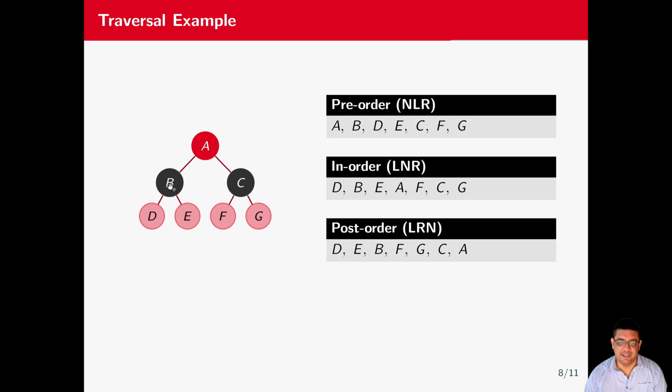We go back here to this root node, then we go to this, then we go to the root node, and then we transition to the other side. We go with F, C, G.